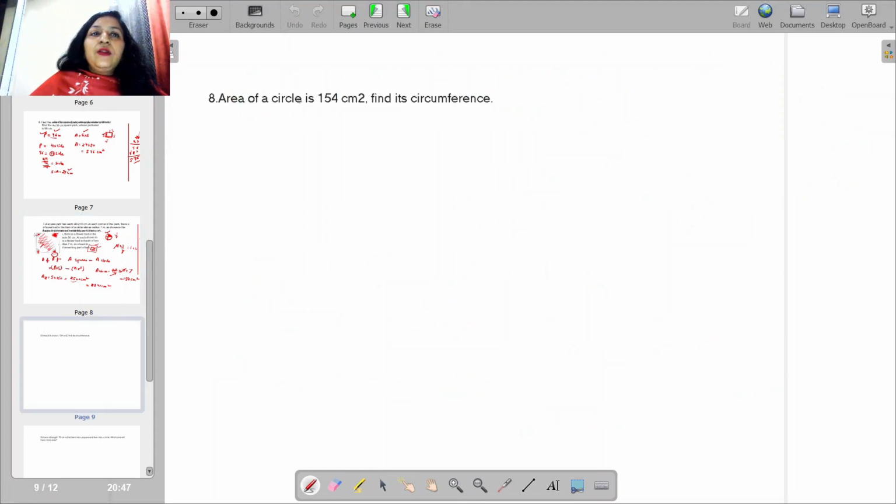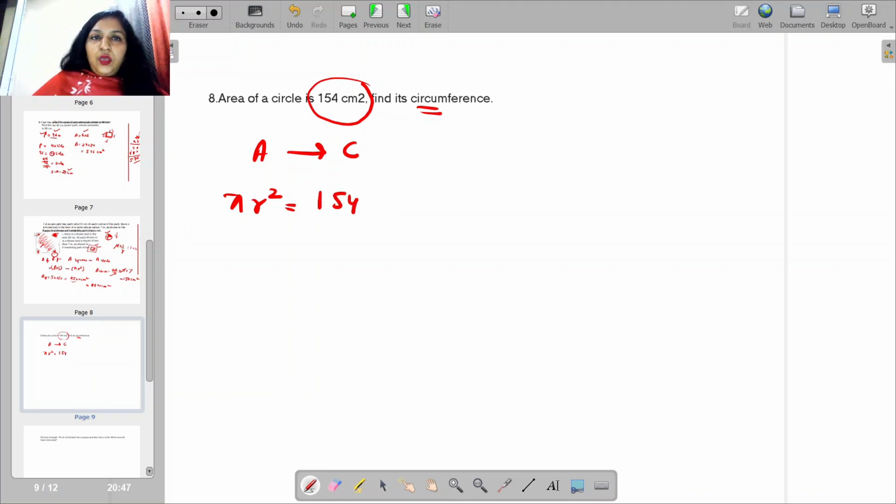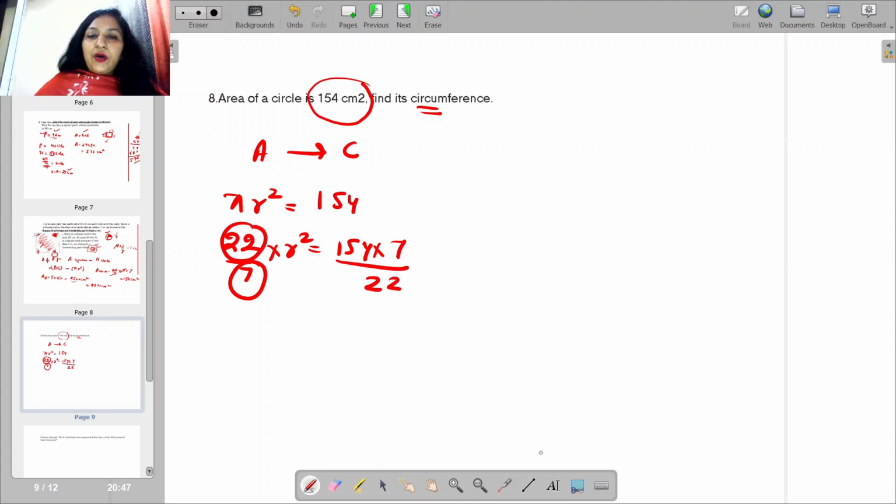Moving on to the next question. Area of the circle is 154 centimeter square. Find the circumference. We have to go from area to circumference. Okay, similar question we have done already. We found the radius from the area of the circle just now. Area of a circle, we know that it is pi r square. Value is given, 154. So this is 22 by 7 r square equals 154. 7 will go up. This 22 will go down. I'm doing it a bit faster because I did the same calculation a few minutes back.